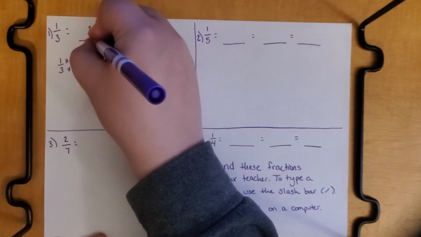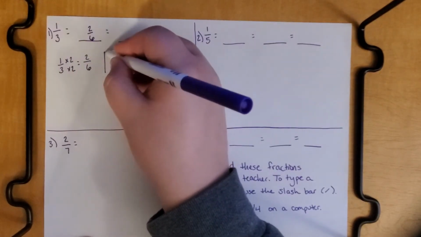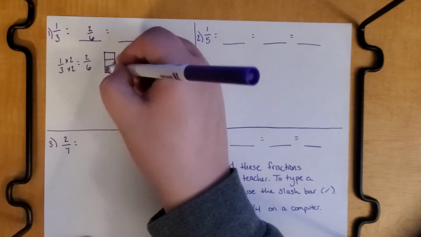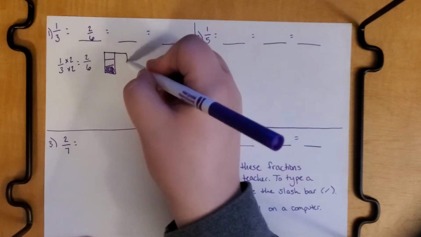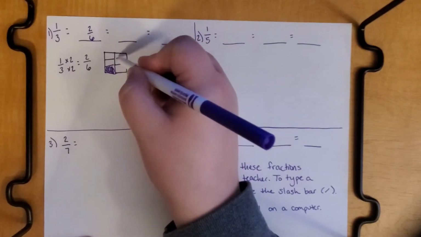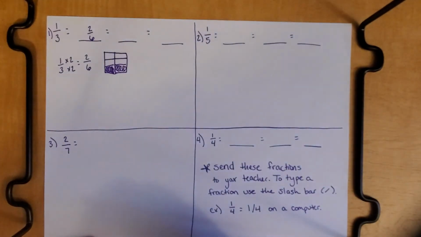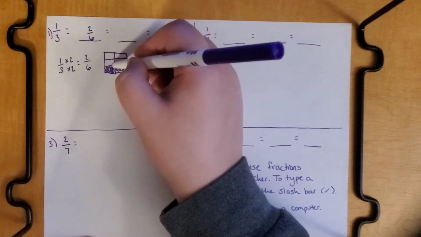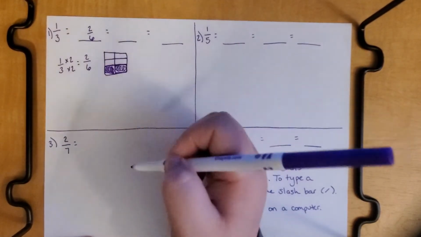Now I have 2/6, which if you wanted to look at a picture quickly, here's my original third. Boom. Keeping this. But now I've doubled my picture to get 2/6. I still have this third, and that as an overall picture made me 2/6.